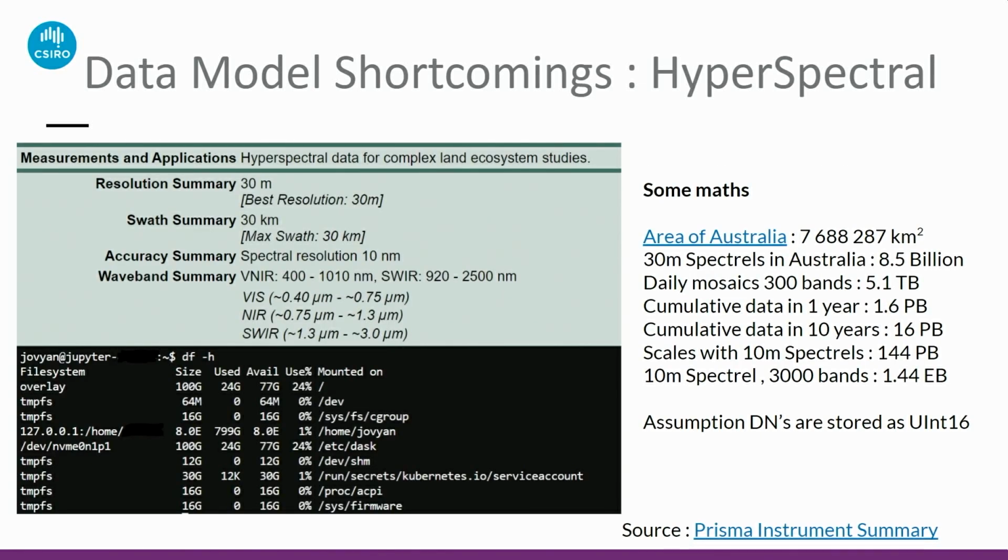So this is just a quick example of some maths of the modern hyperspectral satellites coming on. Just some quick back-of-the-envelope maths. You have 7.6 million square kilometers in Australia. You have 30 meter resolution, say. That creates 8.5 billion spectra over Australia across the bands. And you have a daily mosaic. So if you have many years of data, it builds out to exabytes of data. And Open DataCube doesn't have a good way of scaling out. You can store it, but it doesn't have a good way of scaling out to read that very quickly in parallel and process it yet.